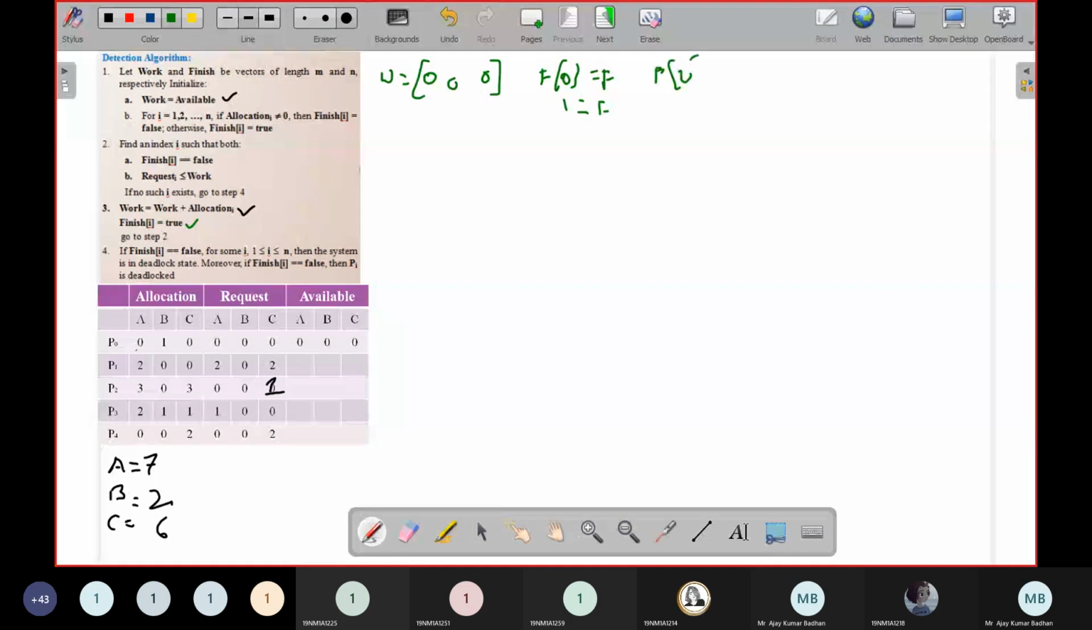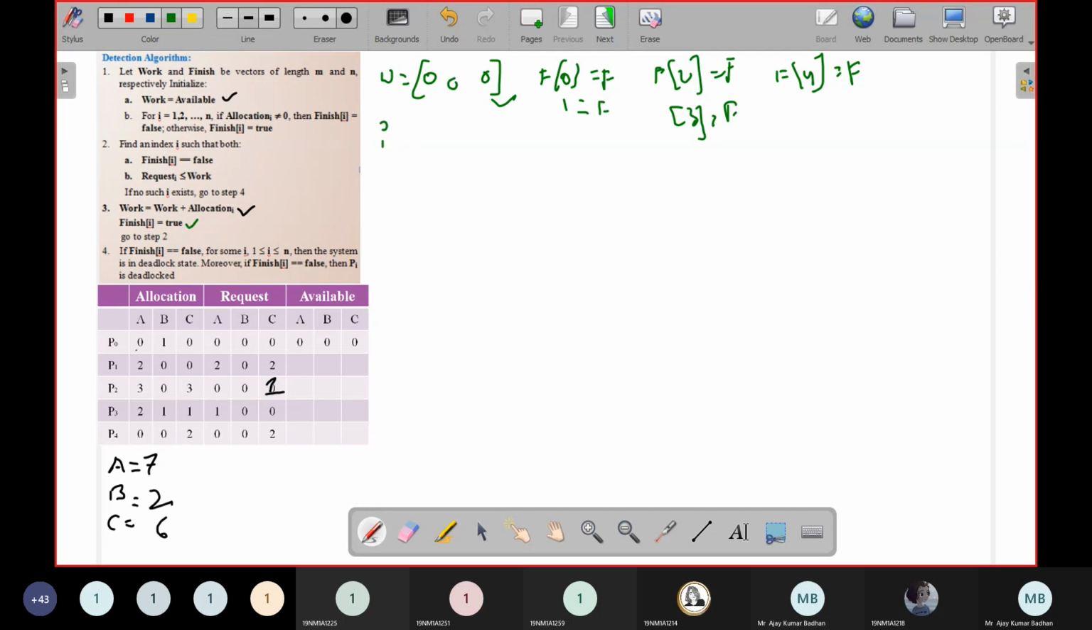Finish of 2 equal to false. Finish of 3 false, and then finally finish of 4 equal to false. So when you're writing or executing it, you have to write incomplete. Now, same process. Work equal to available, that I have, 0, 0, 0. Now we'll be starting the condition.